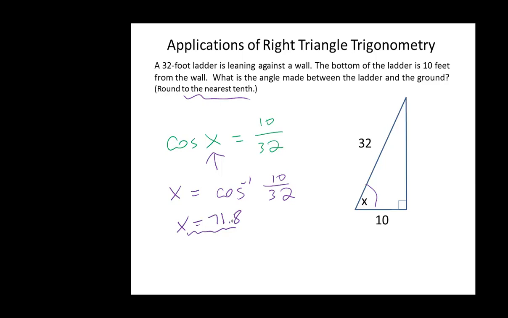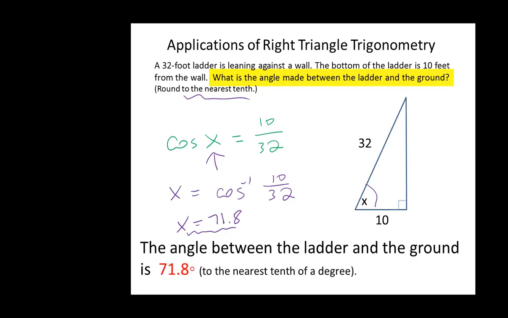Now that's not the answer, because this is a word problem and you want to answer with a sentence including the units. So in this case we have the angle between the ladder and the ground is 71.8 degrees.